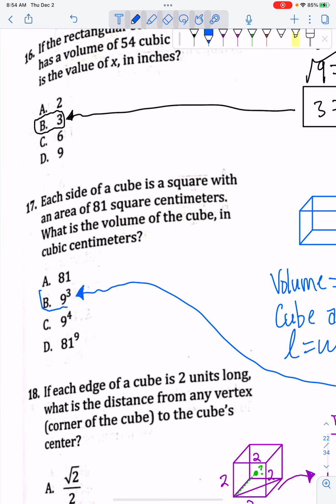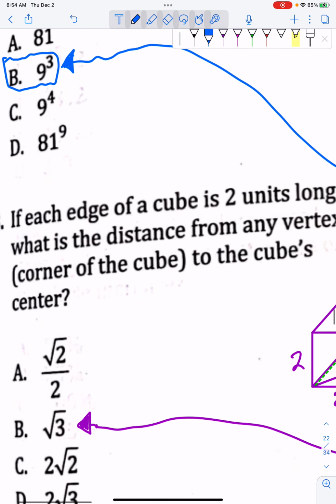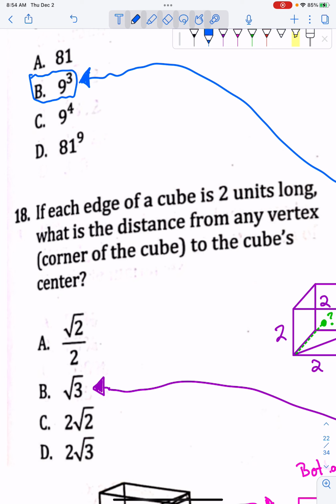So hopefully if you're having trouble following along, just pause there, rewatch the video, and go through the steps. Hopefully that helps clear up any questions or misunderstandings.